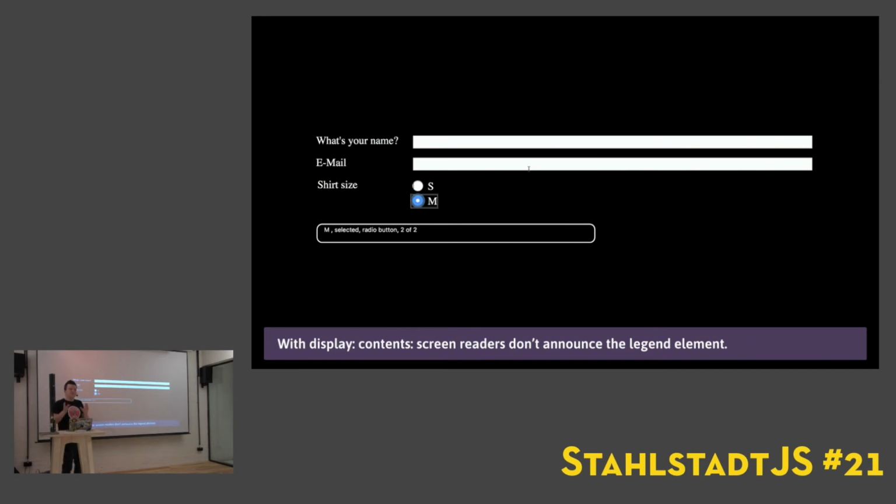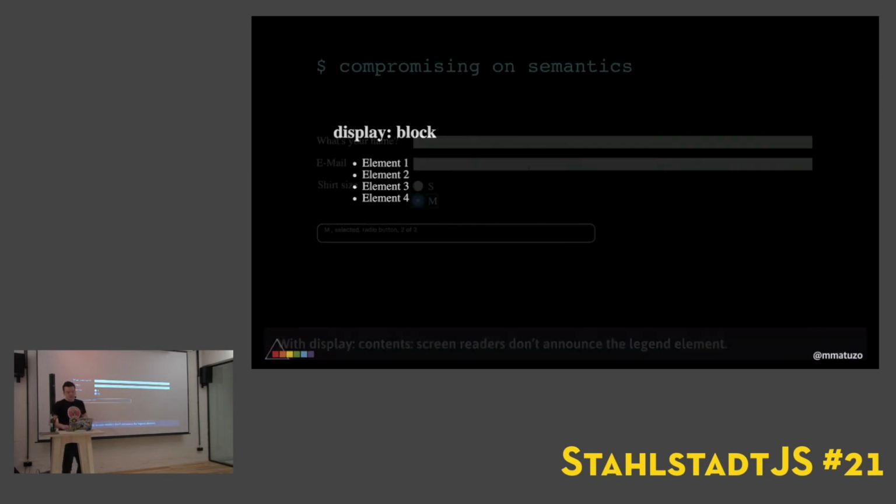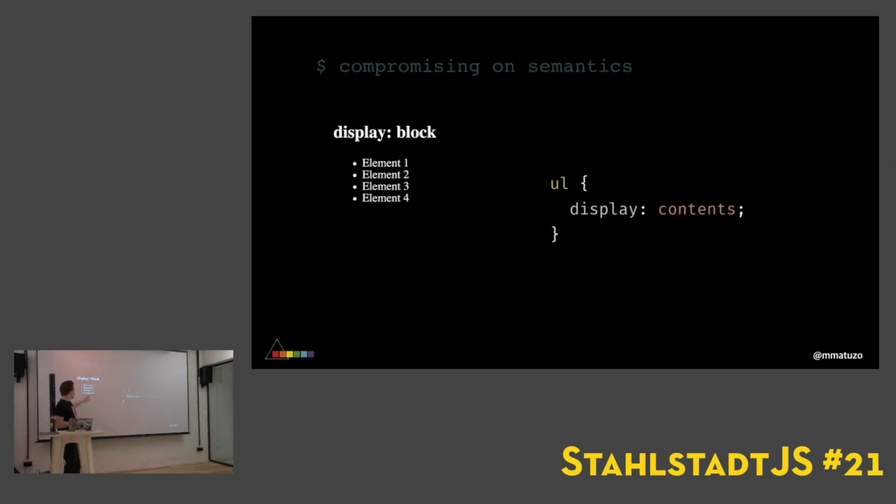And of course, this doesn't just apply to field sets or anything. You could use display contents as a reset for lists, for example. You can select the unordered list or ordered list and get rid of list style type, padding, and margin with just one property. But this is completely inaccessible to screen reader users. It's gone, it doesn't exist. So for now, we can't use display contents.